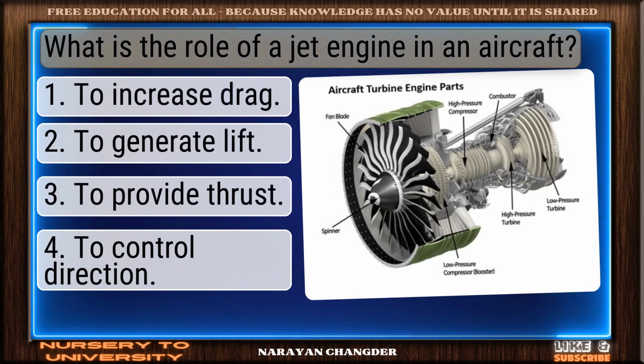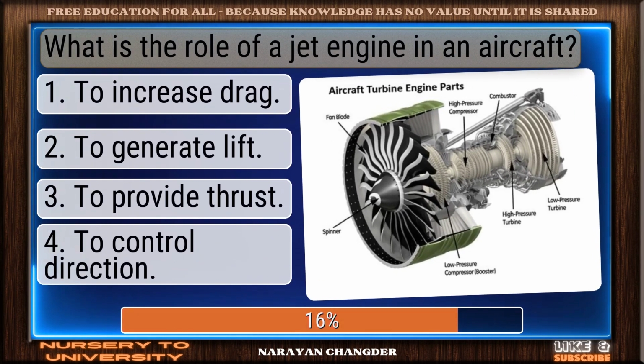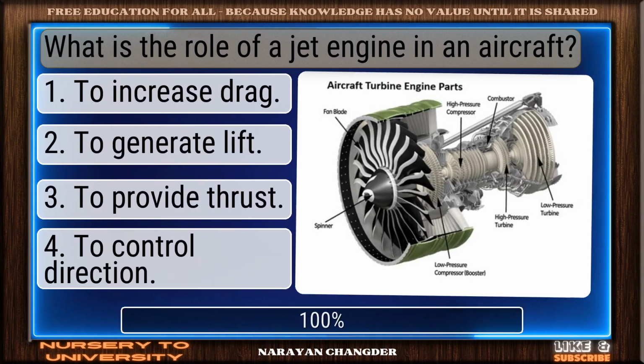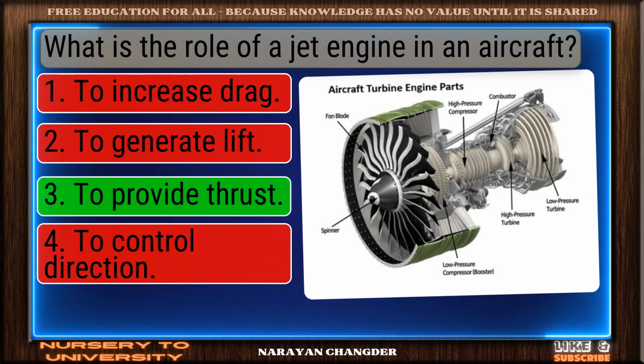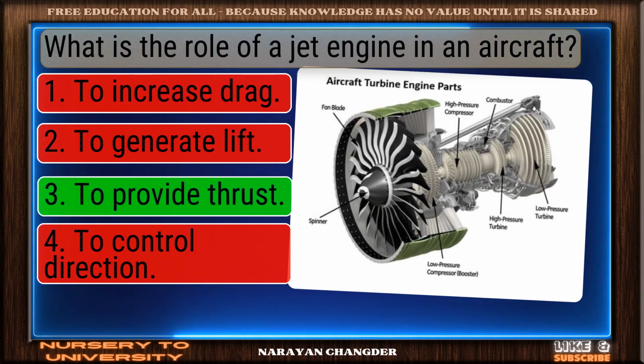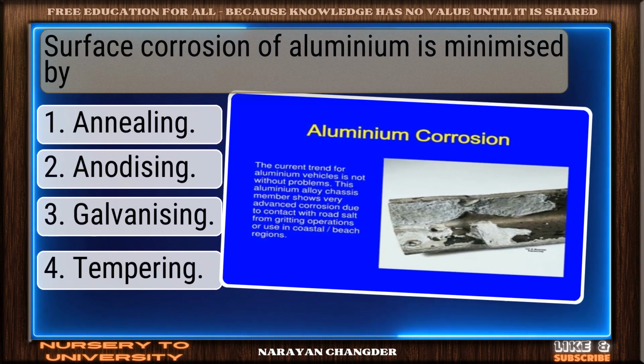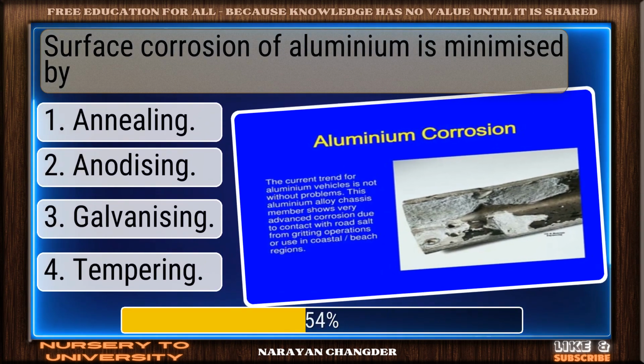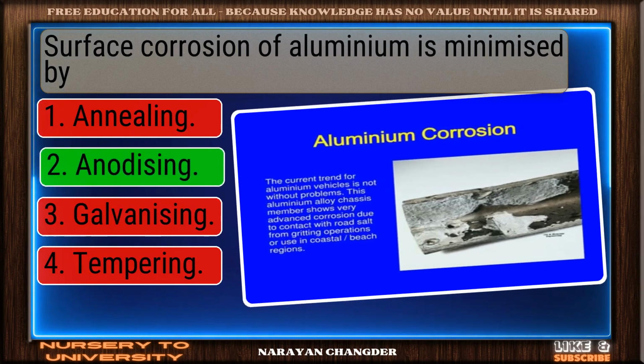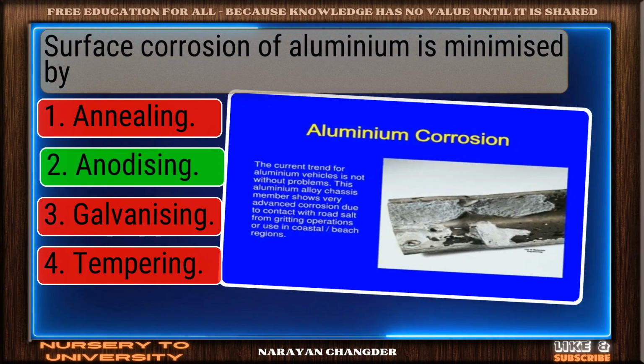What is the role of a jet engine in an aircraft? On track. To provide thrust is the correct answer. Surface corrosion of aluminium is minimized by. You got it. Your choice, anodizing, is right.